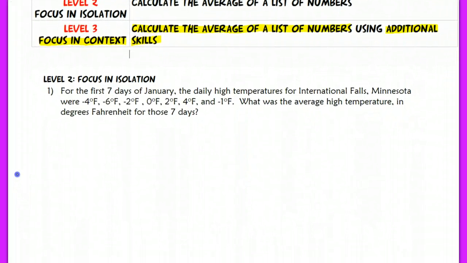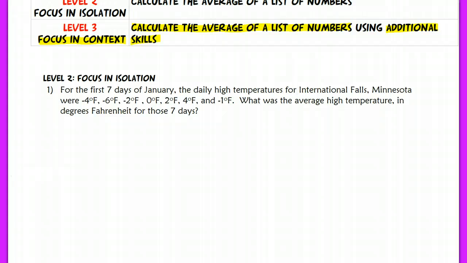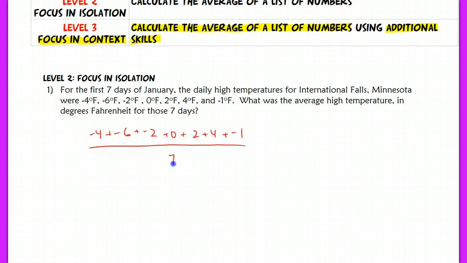first 7 days of January, the daily temperatures for International Falls, Minnesota were -4 degrees Fahrenheit, -6, -2, 0, 2, 4, and -1. Then it asks what's the average high temperature in degrees Fahrenheit for those 7 days. So these numbers are all of the high temperatures in Minnesota, in that particular city. So I'm going to take all of these numbers and I'm going to add them up and divide by 7.